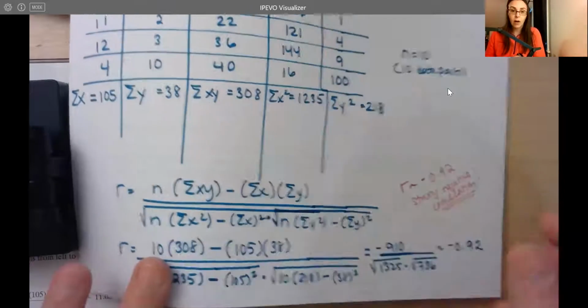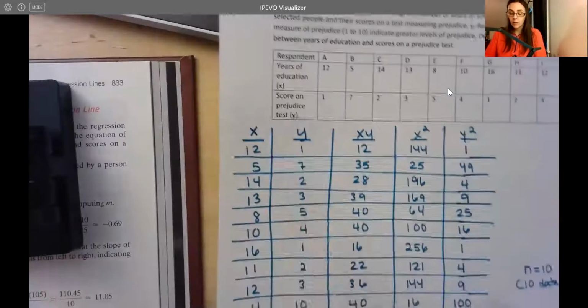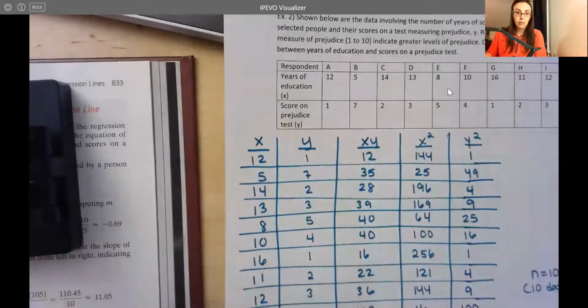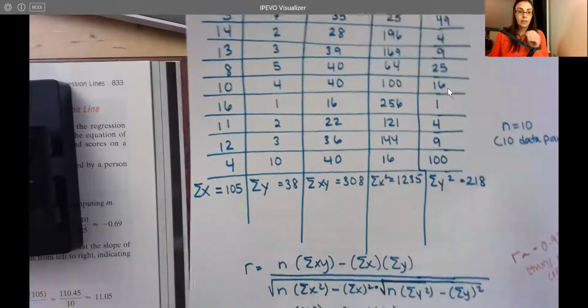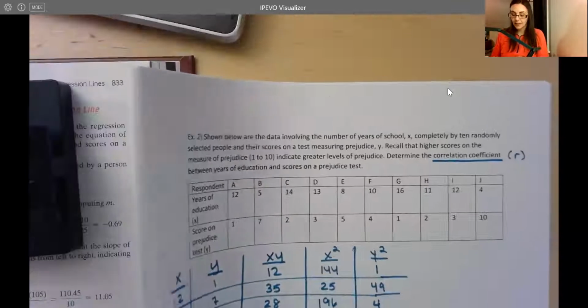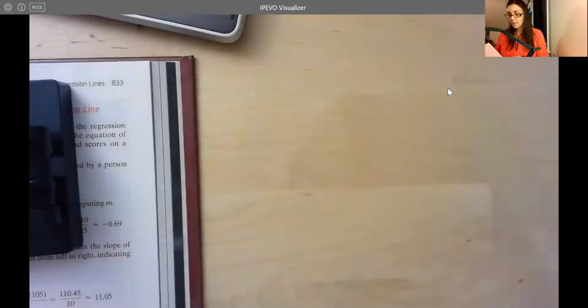So that's how we can find our R value by hand. You definitely want to do each of these columns first, and then I would carefully rewrite that formula and just plug things in and take it little steps at a time when simplifying, because that's where students tend to make mistakes.